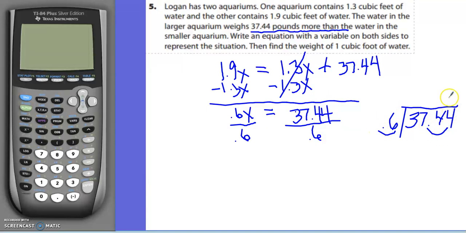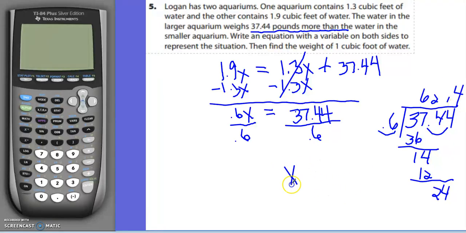Gonna go over 1 time. 6 can go into there 6 times. 6 times 6 is 36. It's gonna go in there 2 times. 6 times 2 is 12. And it's going to go in there 4 times. So we have 62 4/10. Alright, and that's pounds.